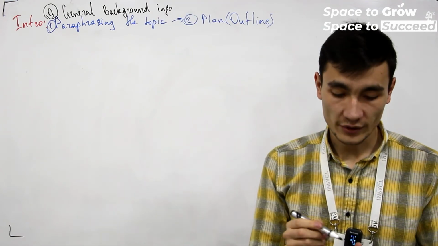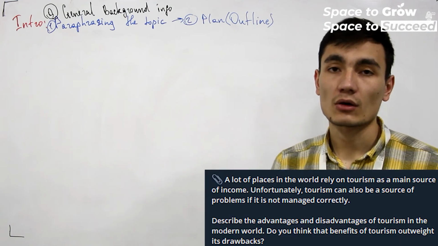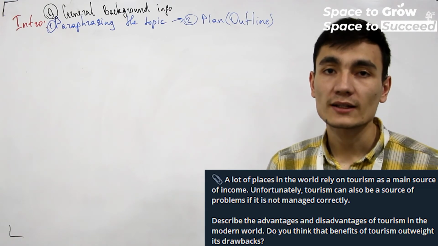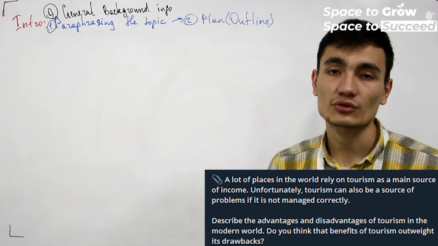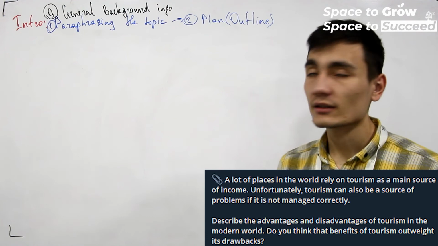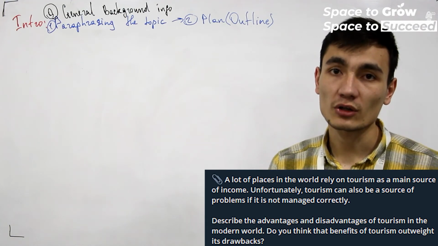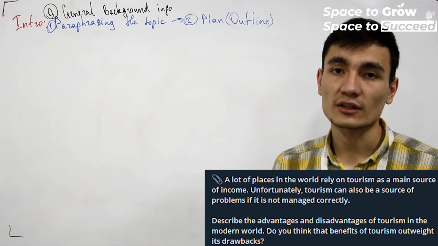General background information. And here, as you saw, the topic was: a lot of places rely on tourism as a main source of their income. But it doesn't show any kind of introduction to the topic itself. So the topic was about tourism. And if you write just one general sentence about tourism and its importance, possibly it's a better idea and it's going to be better for your task achievement.